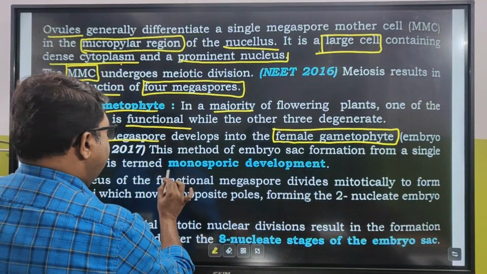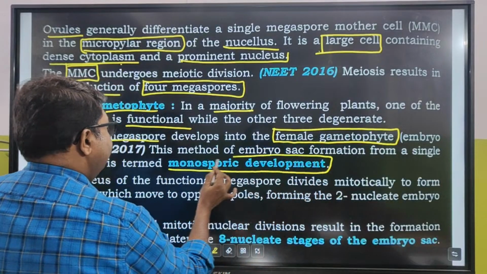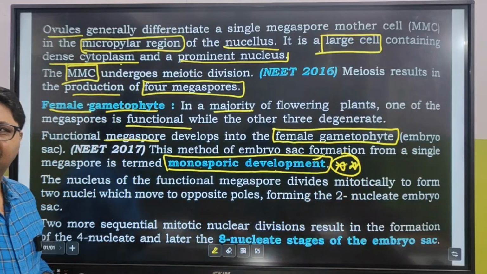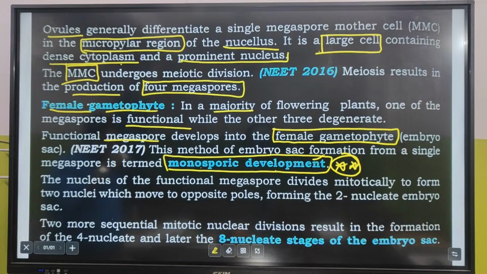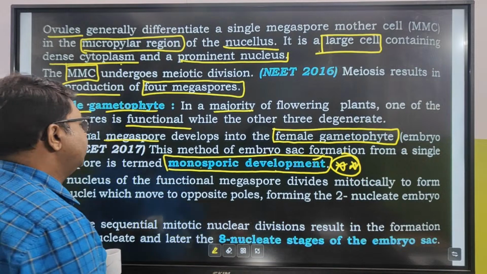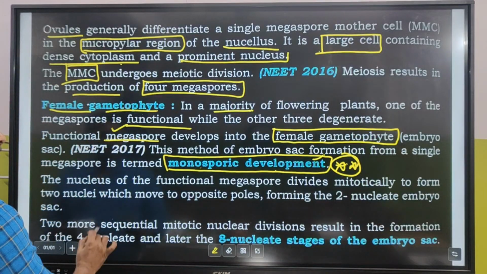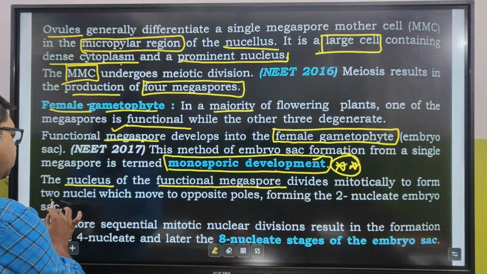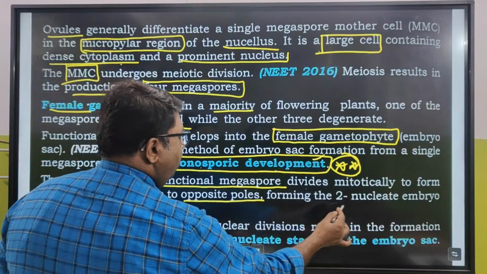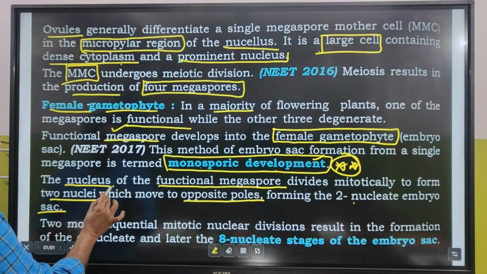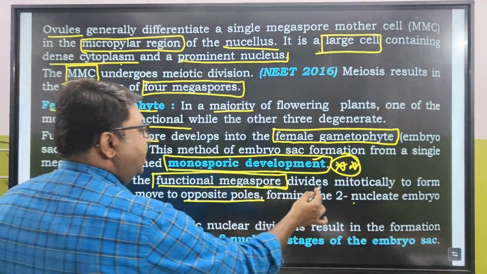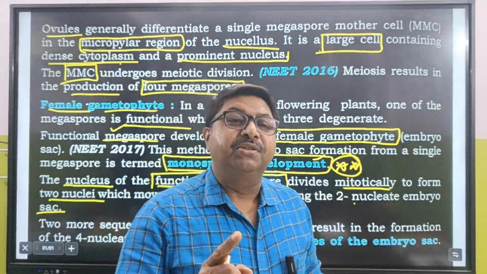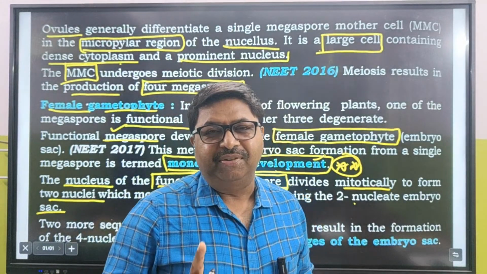This method of embryo sac formation from a single megaspore is called monosporic development. Star mark for NEET examination. Monosporic development means when the embryo sac is produced from a single functional megaspore. The nucleus of the functional megaspore divides mitotically to form two nuclei which move to the opposite poles, forming the two-nucleate embryo sac, and that is called the first free nuclear division.